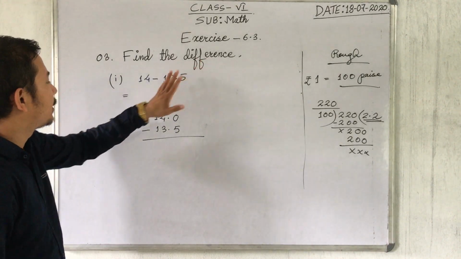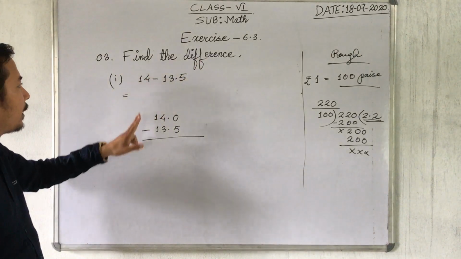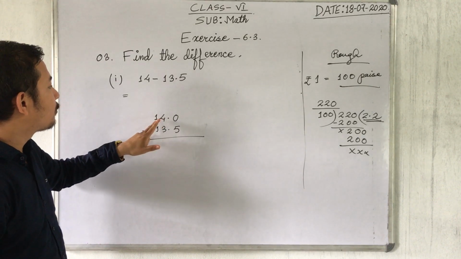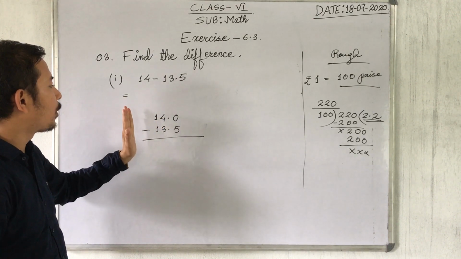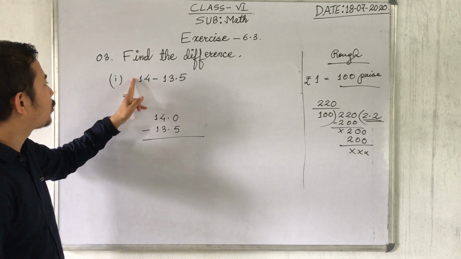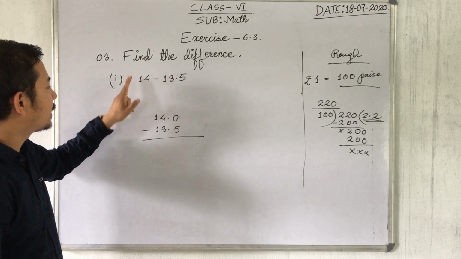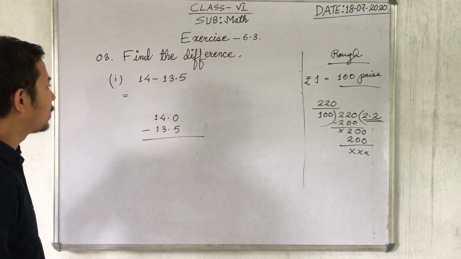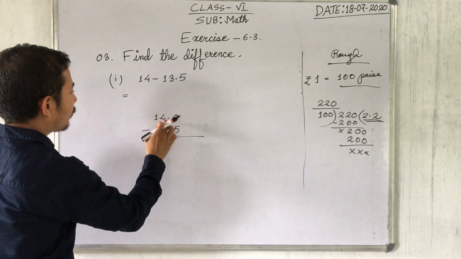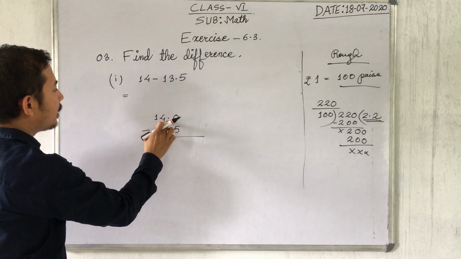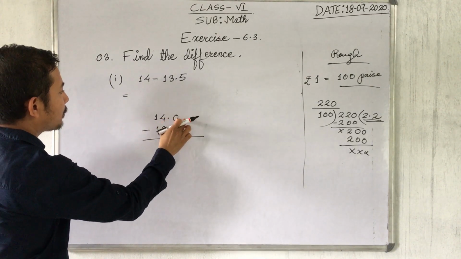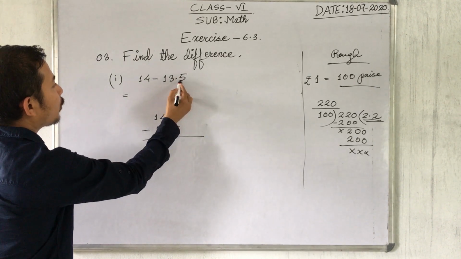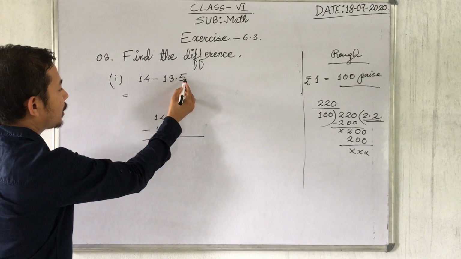Find the difference. Difference means you have to subtract. Now look here. I have written 14 in front of the decimal point because there is no decimal point in front of the 14, so we understand that it is the number before the decimal point. Behind the number we put a decimal and a 0. Why have I put a 0 behind the decimal point? Because 13.5 has 1 digit behind the decimal point, no?